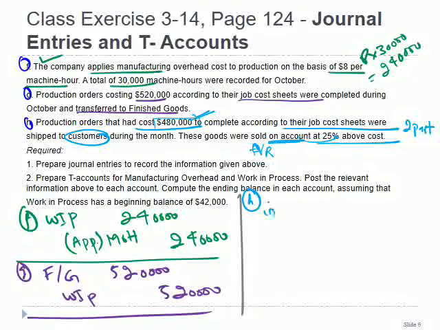The first part is we transfer this cost of goods sold out of our finished goods. So this much worth of goods is decreased, and we charge it to the income statement through cost of goods sold. So cost of goods sold 480,000 to finished goods 480,000.